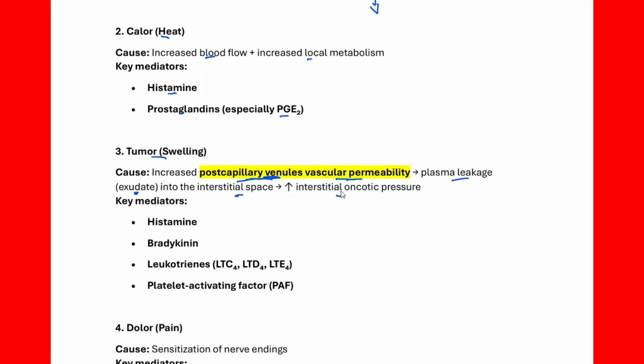And that leads to increased interstitial oncotic pressure. Remember, oncotic pressure is determined by the protein. And what are the key mediators here? So one is histamine. Two is bradykinin. Three is leukotrienes that are produced from the arachidonic pathway. So we have leukotrienes LTC4, LTD4, LTE4. And the last one there is platelet activating factor.